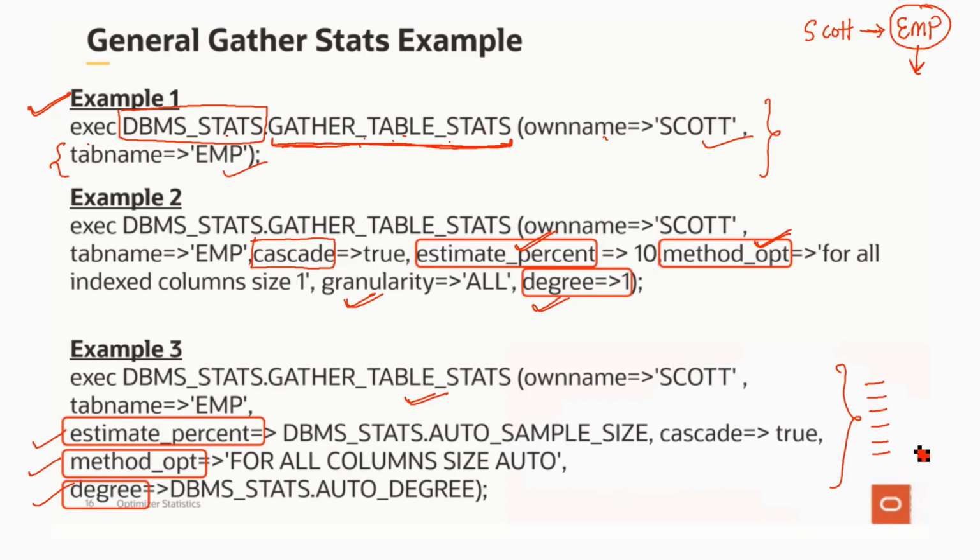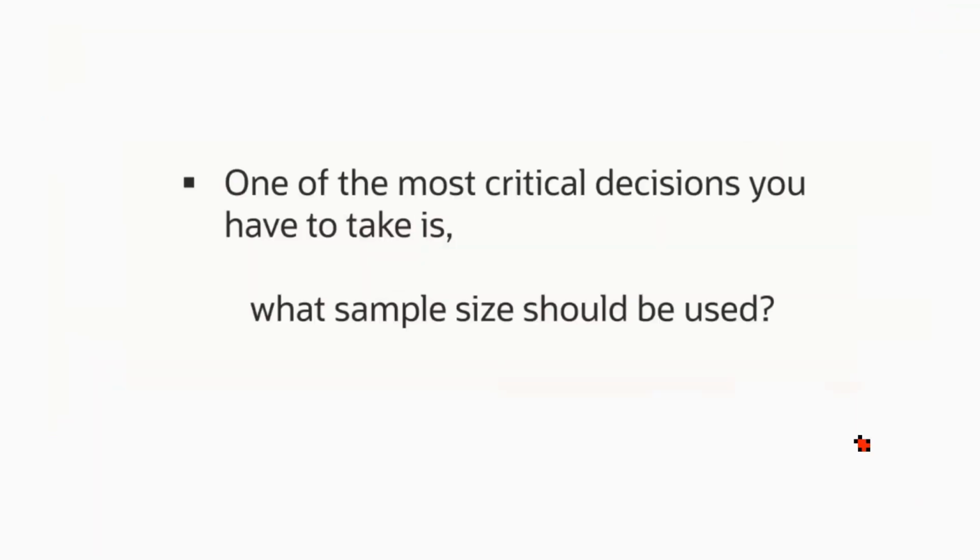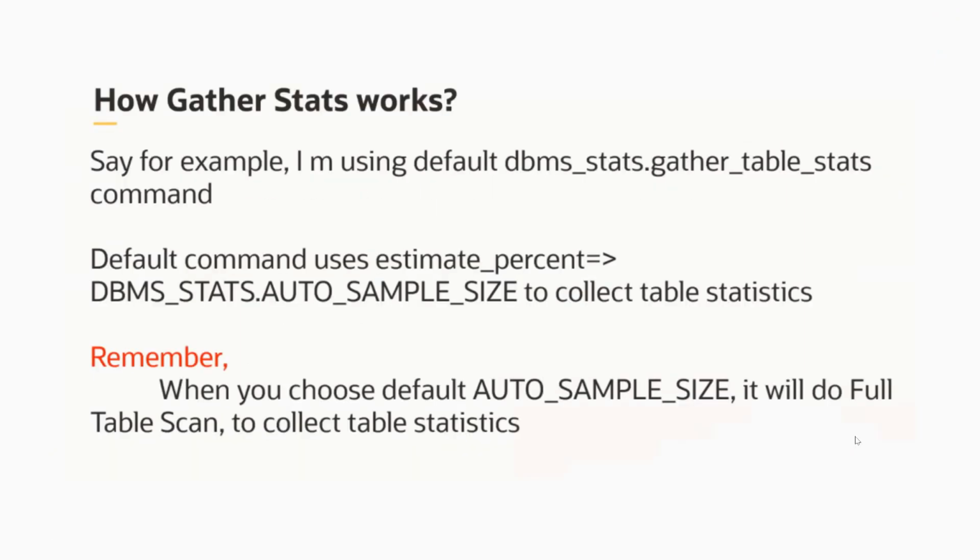This is the ultimate goal, because this stats gathering job can also take a huge amount of time to execute. To make the procedure execution faster, we should add some additional parameters. So what is the additional parameter? One of the most critical decisions you have to take is what sample size should be used.